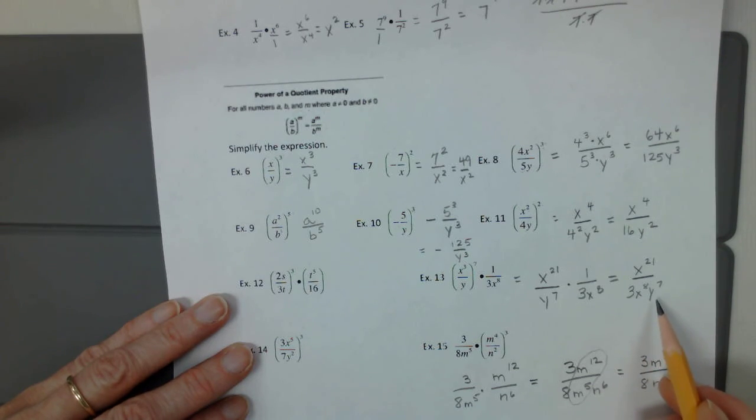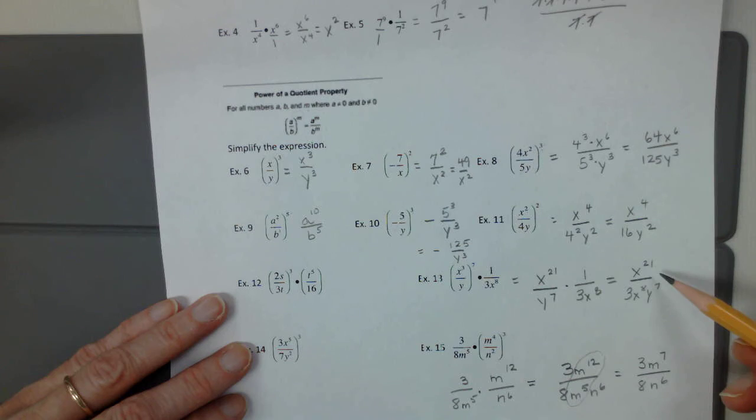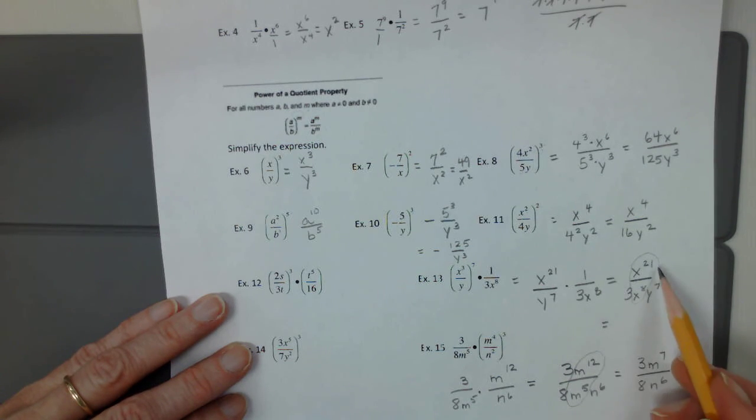I always list my variables alphabetically. And then I've got a common base here. So I'm going to say that equals, if I subtract my exponents, I get x to the 13th over 3y to the 7th. And that would be my final answer there.